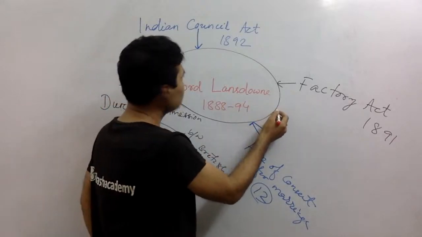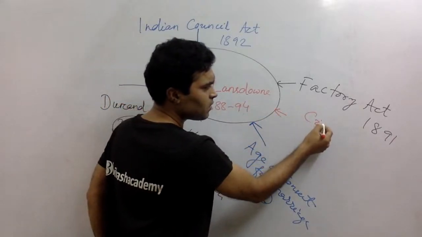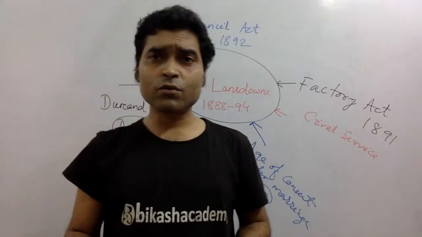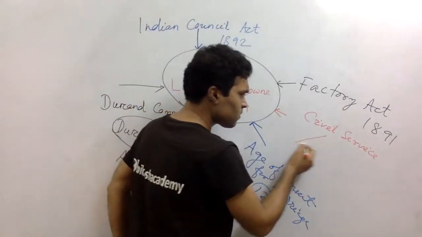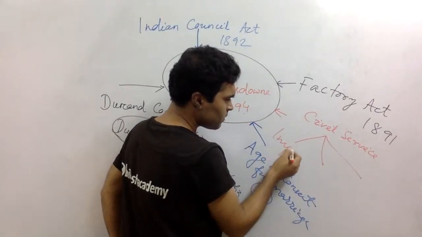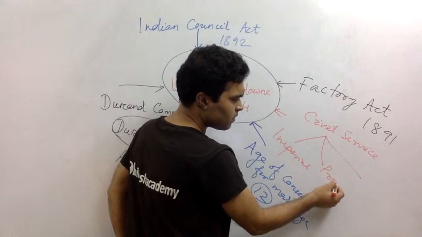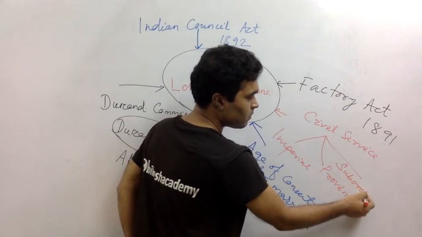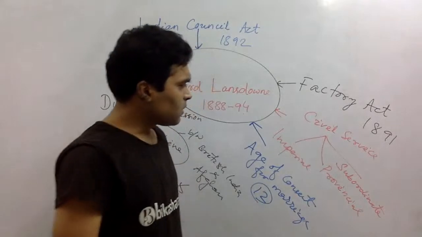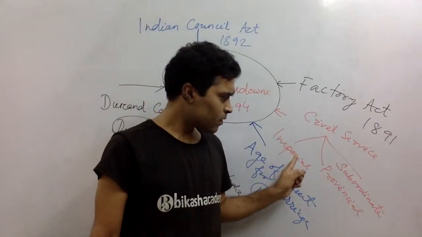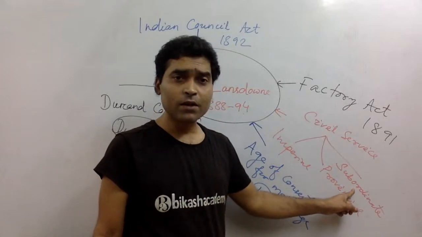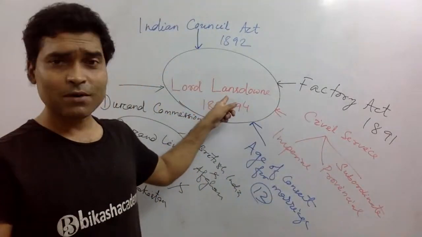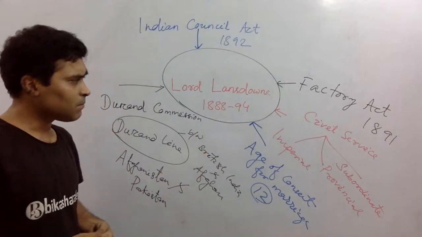During his tenure, civil service was categorized into three, right? Just see here. One is imperial service, provincial and subordinate. Right? A question may be asked, civil service was categorized into imperial, provincial and subordinate during which of the following viceroy of India? Answer is Lansdowne, right? This is the thing you should remember from an exam point of view, right?